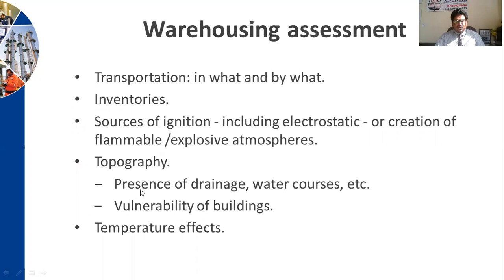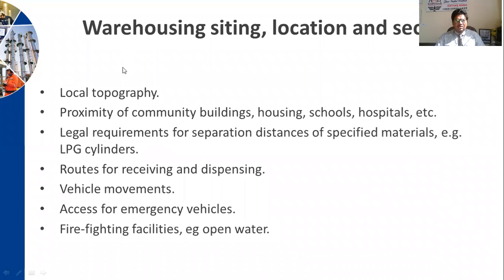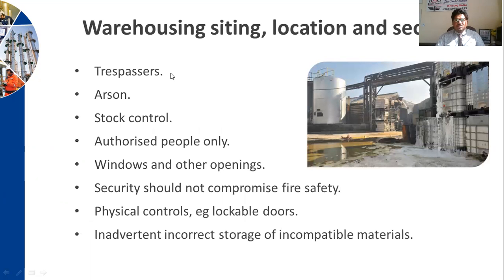Topography: presence of drainage, water courses, vulnerability of buildings, temperature effects. Local topography and proximity of community buildings, housing, schools, hospitals, legal requirements of separation distances of specified material, LPG cylinders, rules for receiving and dispensing, vehicle movement, access for emergency vehicles, firefighting facilities, open water. So all these are warehousing, siting, location, and security. So trespassers, arson control, stock control, authorized people only, windows and other openings.